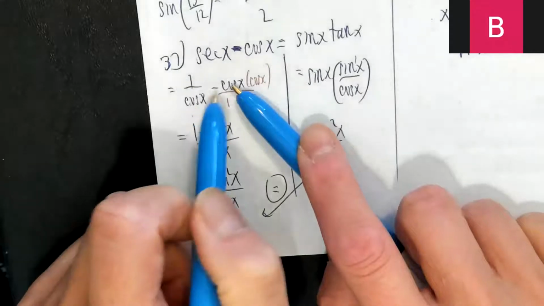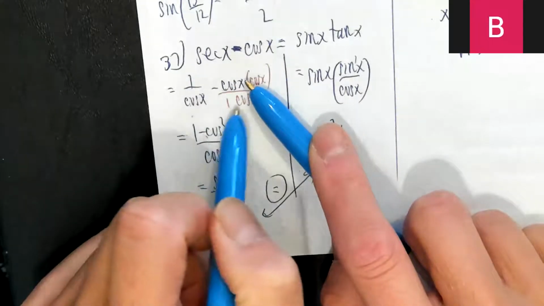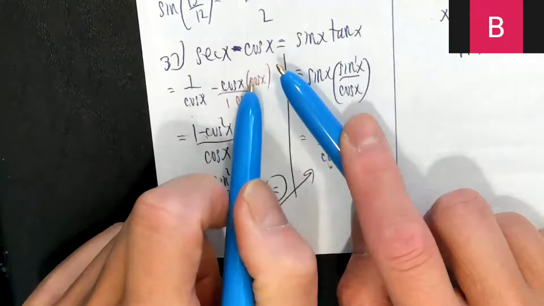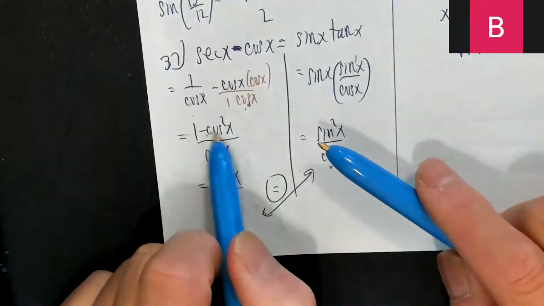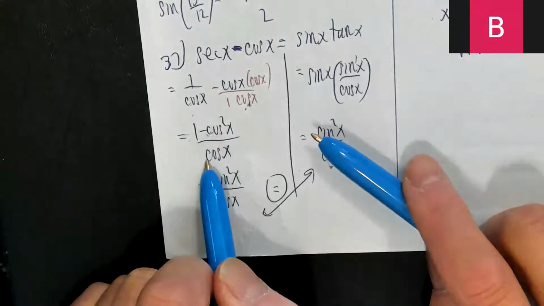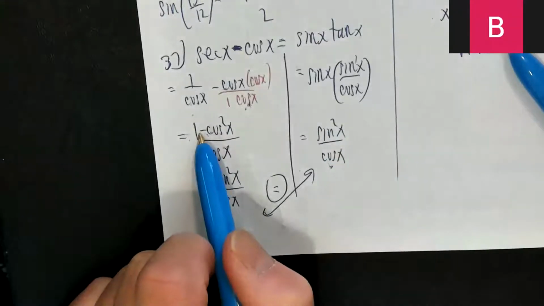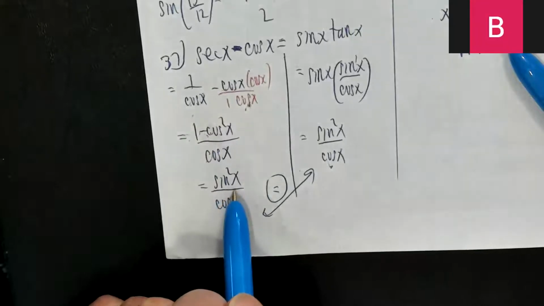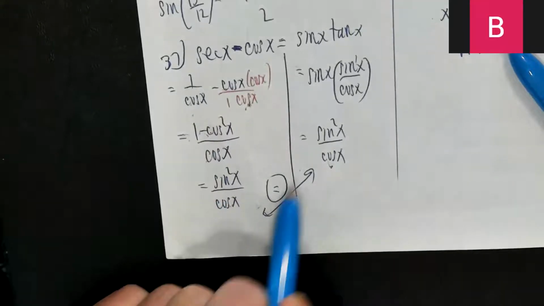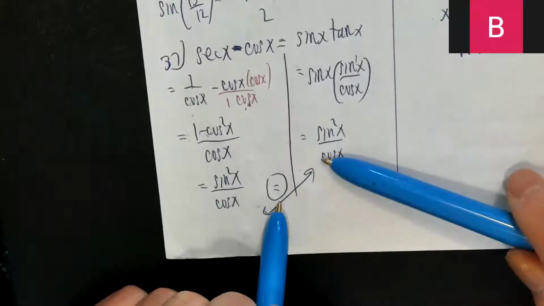1 over cosine x minus cosine x. Common denominator is cosine x, and multiply this fraction by cos x over cos x. So I get 1 minus cosine squared x over cosine x. And I know that 1 minus cosine squared x is equal to sine squared x. So there it is. So I got these two to match. So end of proof. That takes care of that.